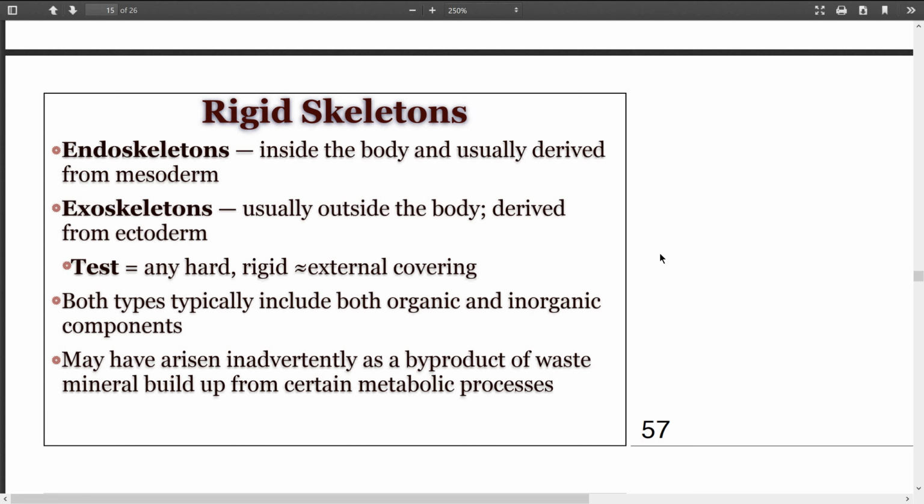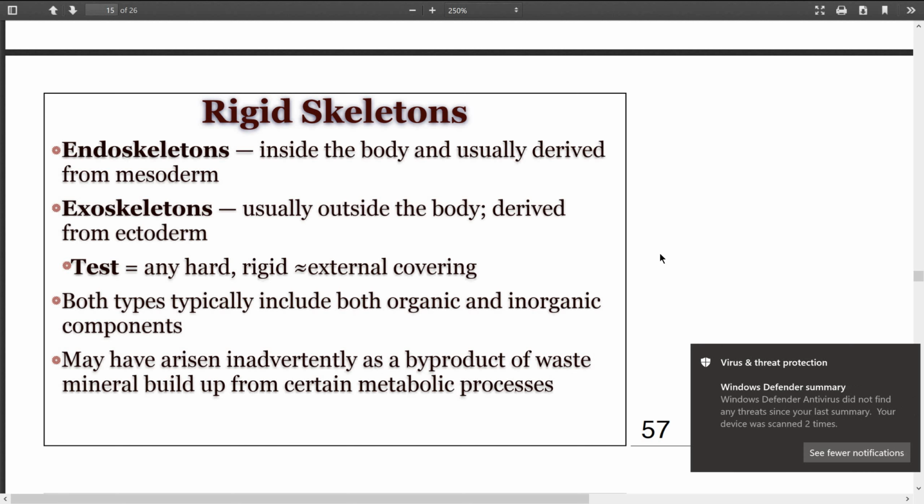Exoskeletons are outside of the body, so they're external to the skin. They're often secreted by the skin, by the epidermis, and since the outer skin is ectodermally derived, that means exoskeletons are generally going to be of ectodermal origin as well.